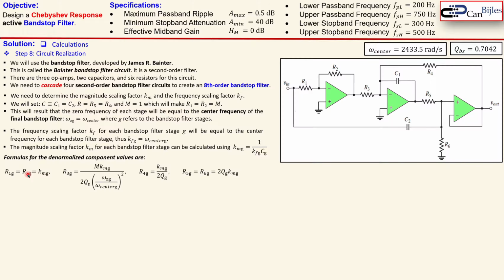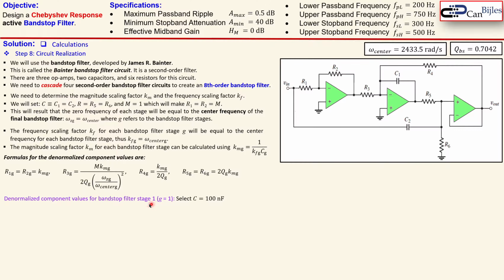The formulas for the denormalized component values are shown here. You see here R1 and R2 are equal to each other. So again here the index G is related to the magnitude scaling factor. You can calculate it using this formula, R3 and R4 are given by this formula, and R5 and R6 are related by this formula. The Q here is the specific quality factor of the stage.